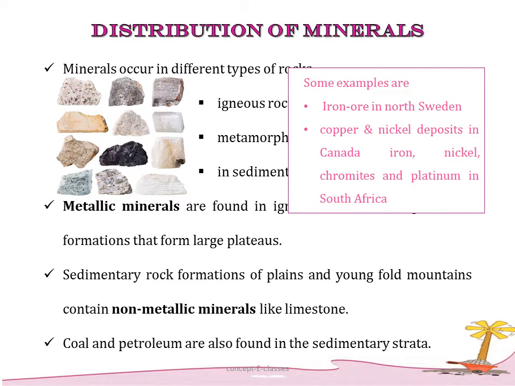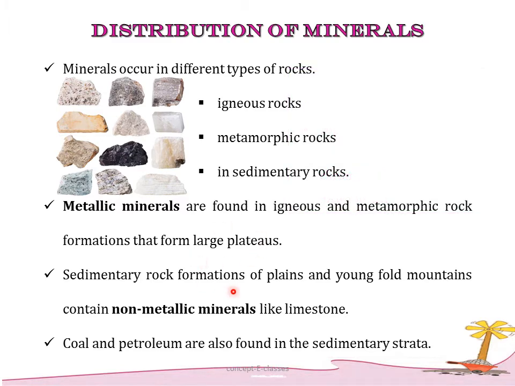Now metallic minerals are found in igneous and metamorphic rocks. Some of the examples are the iron ore found in North Sweden, the copper and nickel deposits found in Ontario, Canada, and iron, nickel, chromites and platinum found in South Africa. So these all are examples of minerals found in igneous and metamorphic rocks.